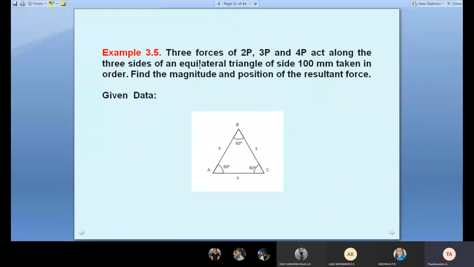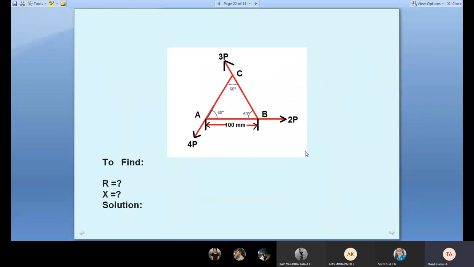So in the statement, three forces of 2P, 3P, and 4P act along the three sides. What is the first side? AC. What is the second side? CB. What is the third side? BA. So the arrow goes from A to C first, 2P. And the arrow goes from C to B, 3P. And the arrow goes from B to A, that is 4P. They act along the three sides of the equilateral triangle. So based on the statement, I have drawn this diagram.